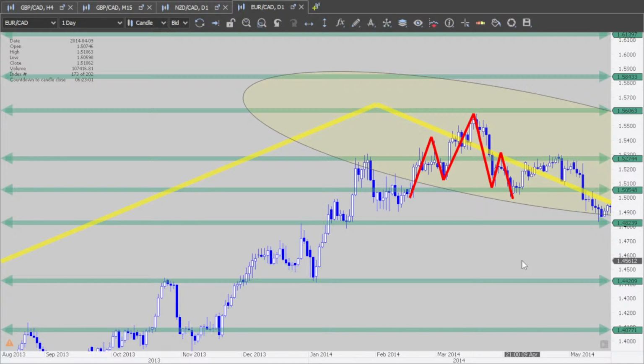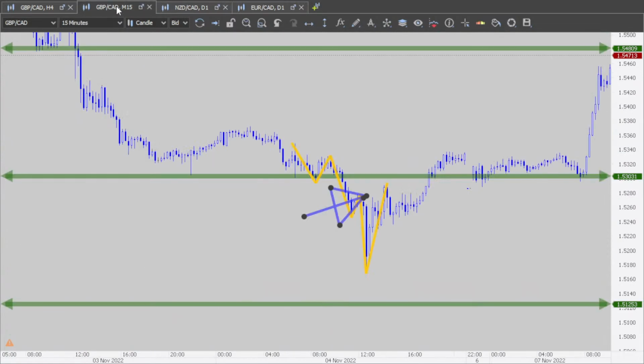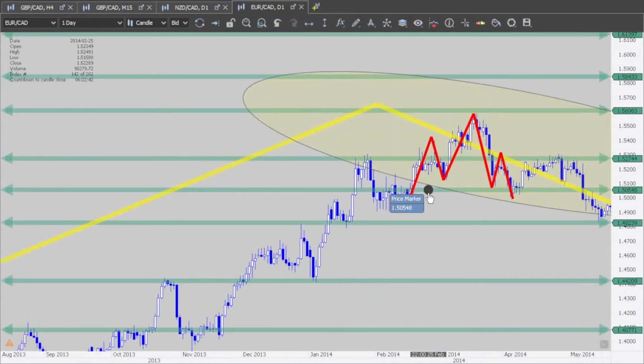Type in the chat. Hedge fund trader Julius, do you see a crown on EuroCAD daily chart? As a matter of fact, do you see a crown on NZD CAD daily chart? Do you see a crown on GBP CAD 15-minute chart example? And lastly, do you see a crown on EuroCAD daily chart? And everybody else online, do you see a crown?